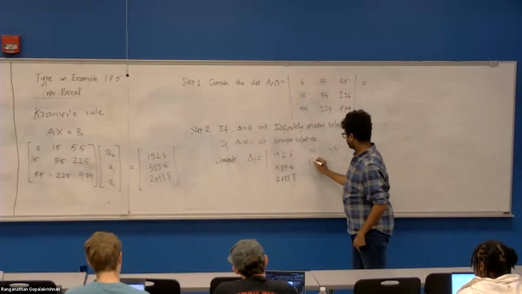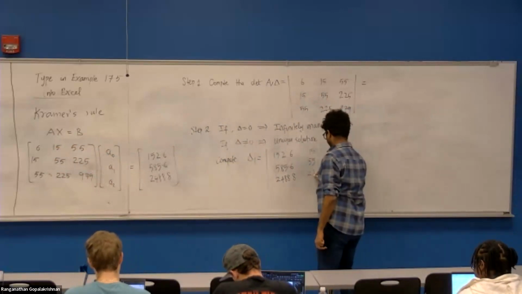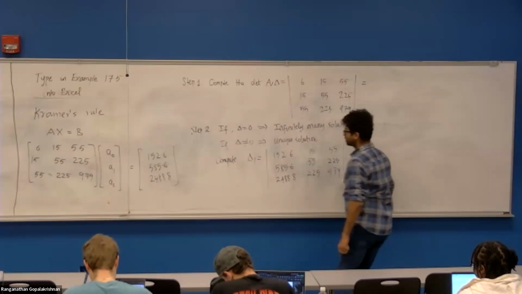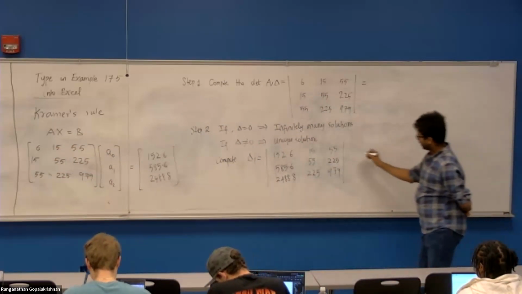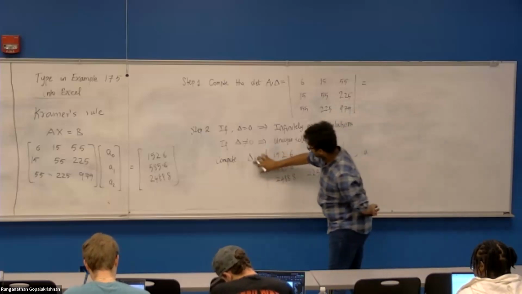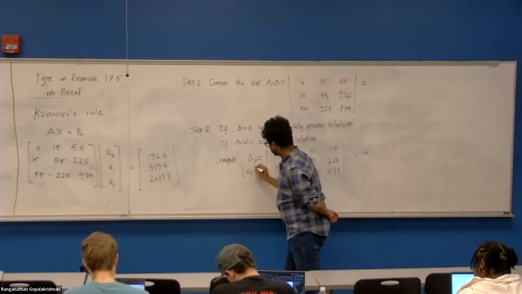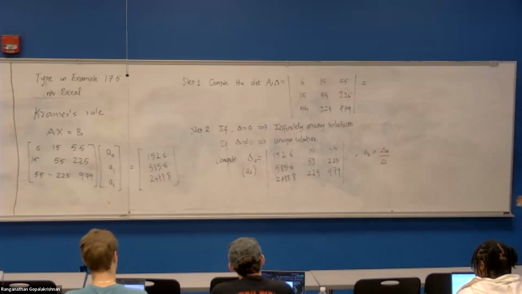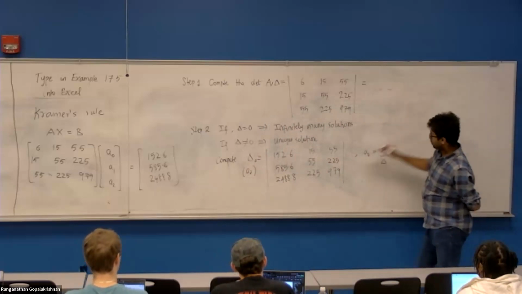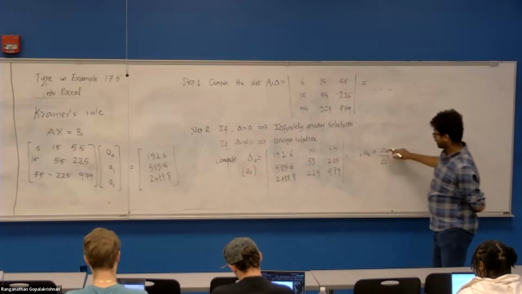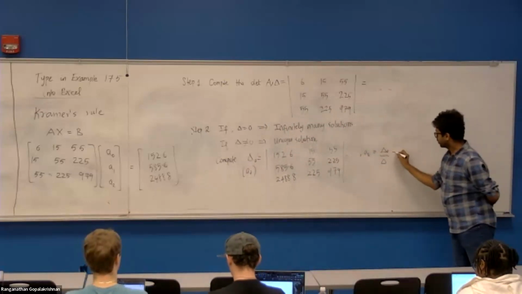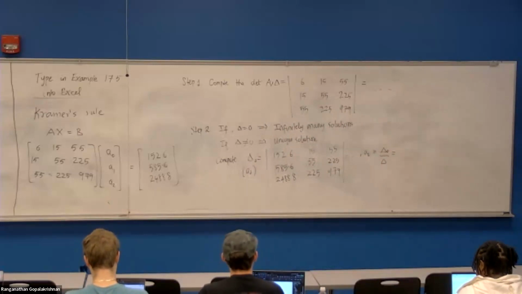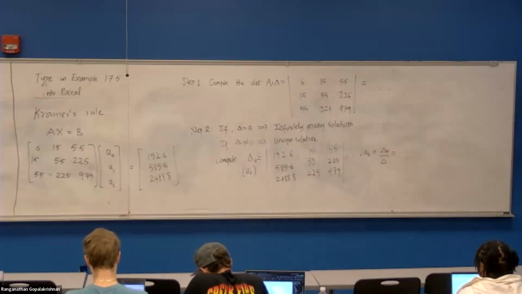15, 55, 55, 225, 225, 979. That is delta 1. And A1, or in our case we'll call it delta 0 because this corresponds to A0. A0 equals delta naught divided by delta. So this will be a number, this will be another number. You just have to take delta naught divided by delta. That is your value for A0 in one step. So let's catch up on the writing, then we'll continue.